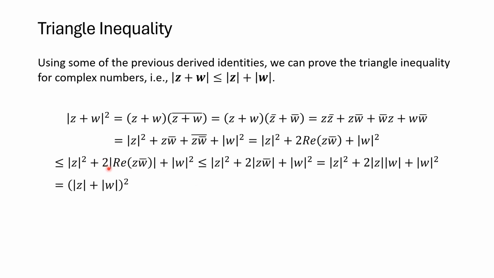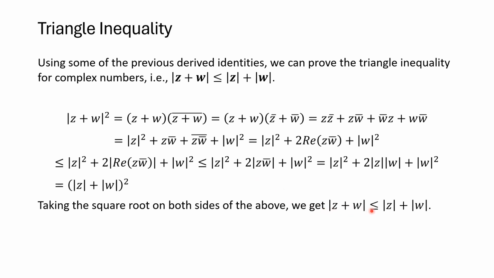And then we use another identity. The absolute value of the real part of a complex number is less than or equal to just the modulus of that complex number. So we have another less than or equal to here. And then this middle term is simply 2 times the modulus of z times the modulus of w. And that gives us the modulus of z plus w squared.